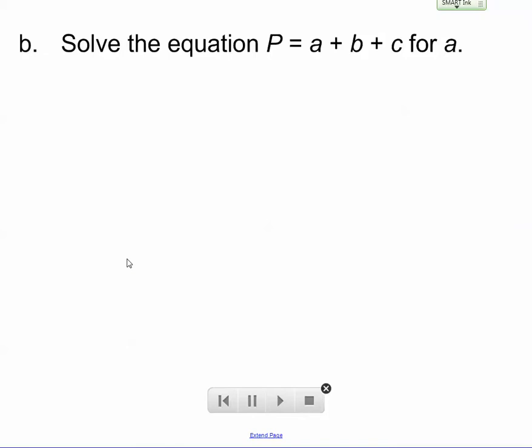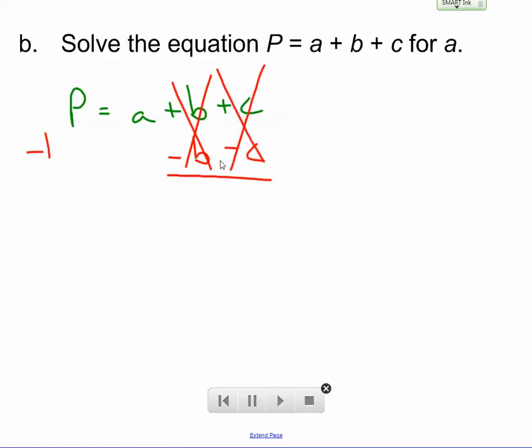Same thing here. We're being asked to solve this equation, P equals A plus B plus C, for A. Okay, so P equals A plus B plus C. I want to get A by itself, so I need to get rid of this B. Right now, B is being added to A, so I'm going to subtract it. And I also want to get rid of this C. I can do two things at the same time. So C is being added to A, so I'm going to subtract it.